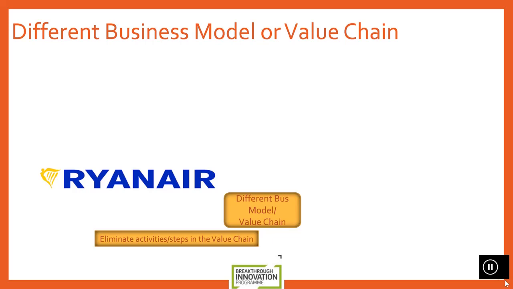They use secondary airports that charge lower fees. They use one model of aircraft with simple cabin configuration to reduce maintenance and training costs. They minimise the time aircraft are on the ground and not generating revenues, and they bypass the travel agent by selling direct to customers. Panasonic is another example.